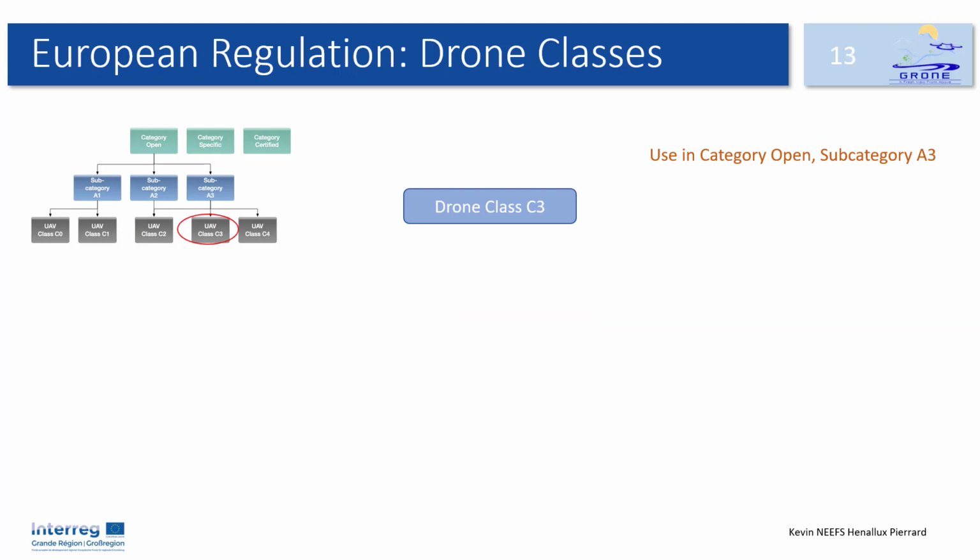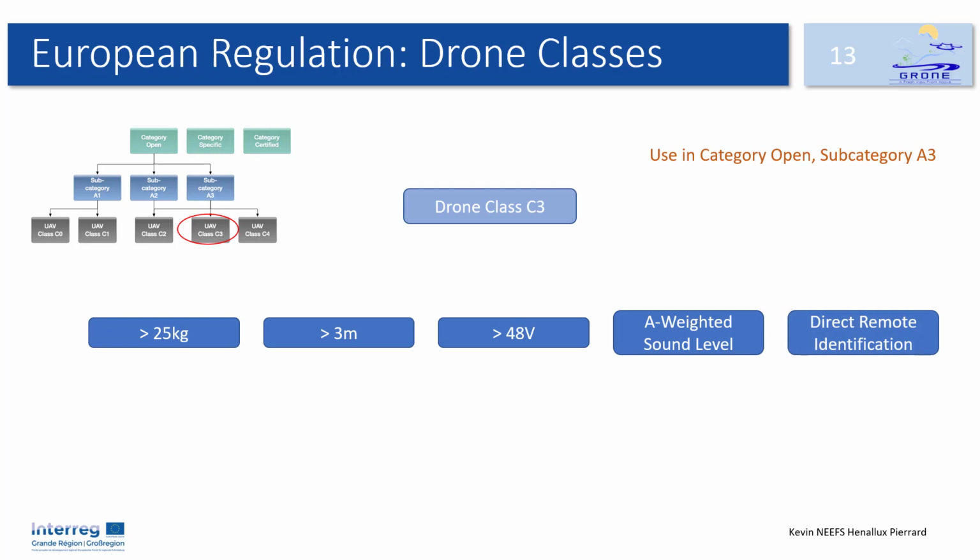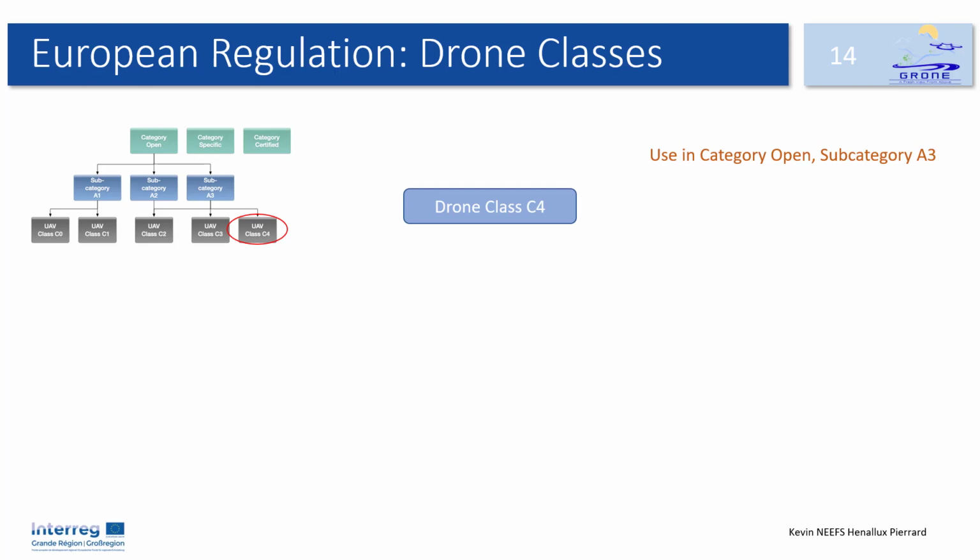To be in the C3 class, the drone must weigh less than 25 kilograms, have a characteristic dimension of 3 meters maximum, be powered by electricity and have a nominal voltage not exceeding 48 volts, have a guaranteed A-weighted sound power level, have a direct remote identification, be equipped with C2 security systems, and be marked as C3. To be in the C4 class, the drone must weigh less than 25 kilograms, and be marked as C4. This class is for special drones like homemade drones.